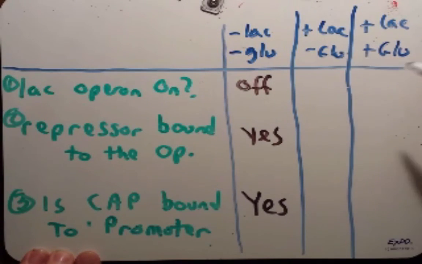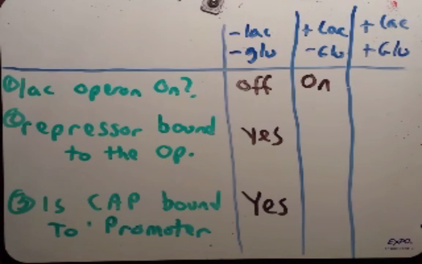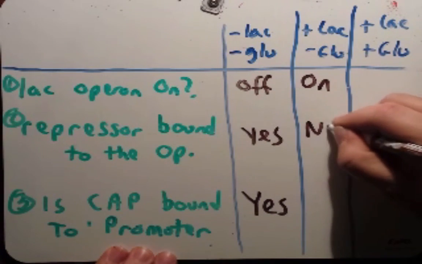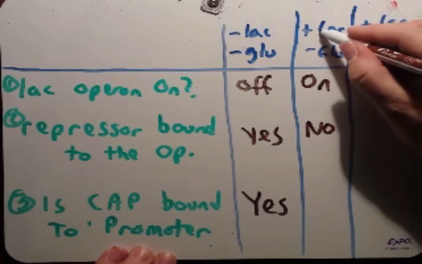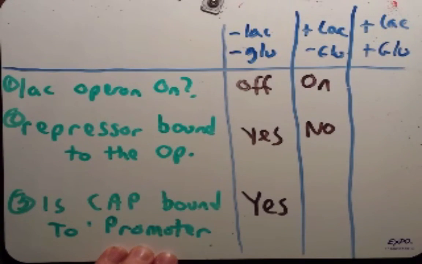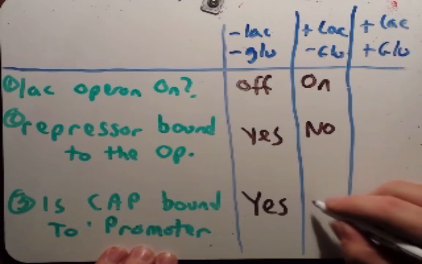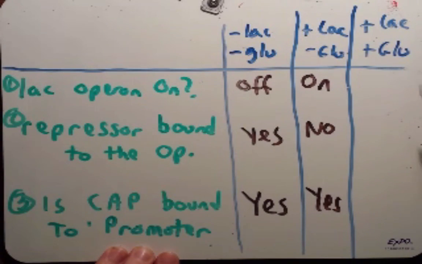Now, this next situation: lactose is present, glucose is absent. Is the lac operon on in this case? Yes, it is on. Is the repressor bound to the operator? The answer is no. It's not bound because lactose is present. Lactose binds to the repressor and pulls it off the operator. Is the activator, the CAP, bound to the promoter? The answer is yes, for the same reason as here. Low glucose, you're going to make a lot of cyclic AMP. If you have a lot of cyclic AMP, it's going to bind to CAP. CAP bound to cyclic AMP will now be able to bind to the promoter to activate transcription.